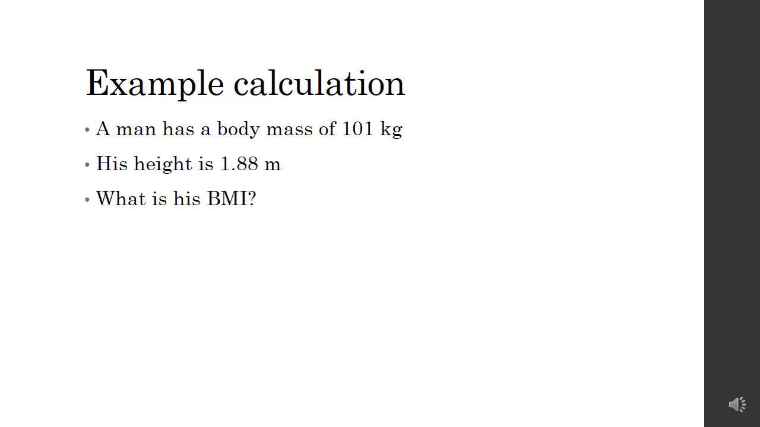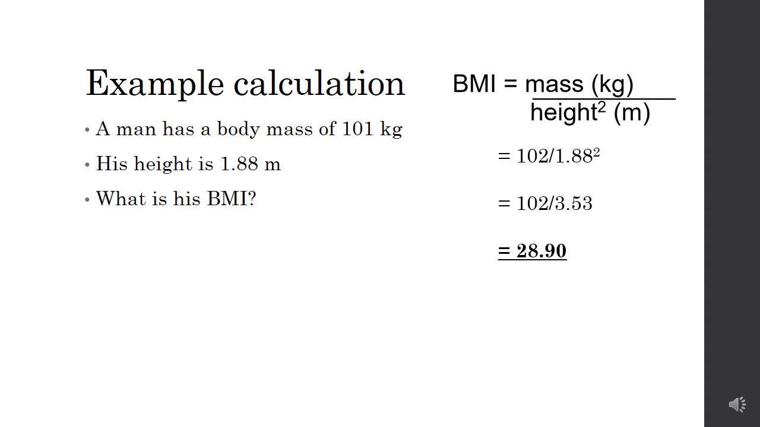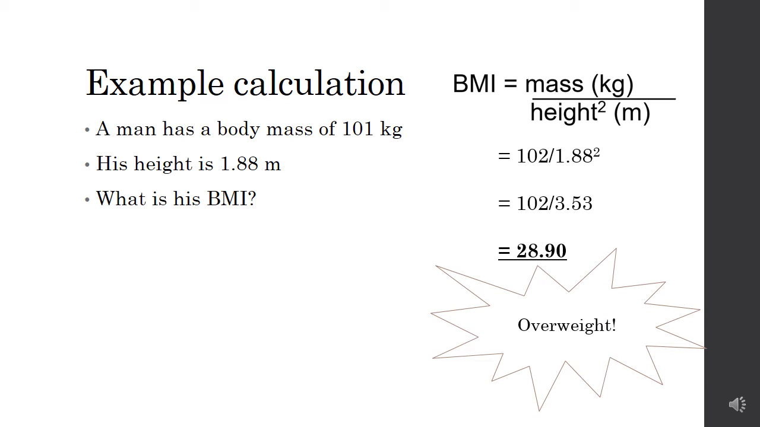So let's do an example calculation. A man has a body mass of 101 kilograms and his height is 1.88 meters. So what is his BMI? Well, let's use the equation from before. After we've calculated his BMI, it should work out at 28.90, which would be classed as overweight. It's not quite 30 yet, so he's not classed as being obese. Now, the advice we normally would give to someone who is overweight would be to eat less fat and less sugar in their diet, and also to exercise more in order to burn more calories.